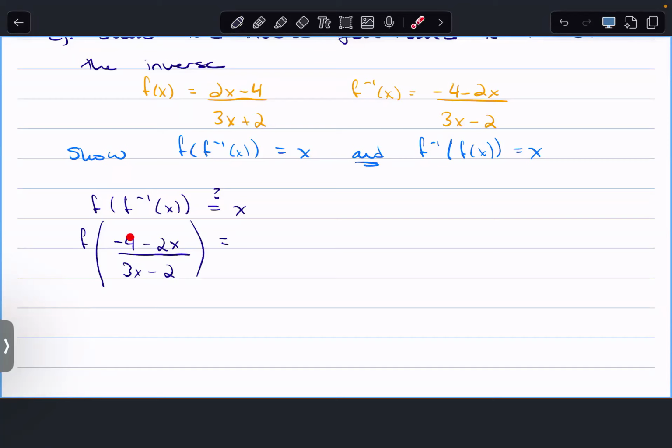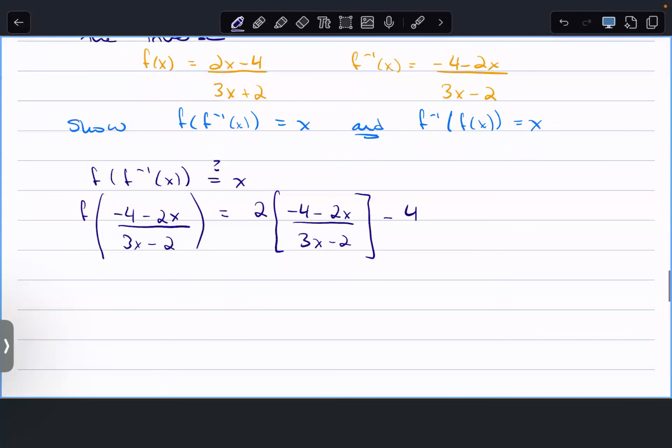because what do we have to do? I have to use this as my input wherever I see an x, right? Slow and steady wins the race here. So we need 2. And I encourage you to use nice big brackets, just so you can see the levels. So in place of x, we have to use -4 minus 2x over 3x minus 2. -4 minus 2x over 3x minus 2 minus 4. That's just the numerator.